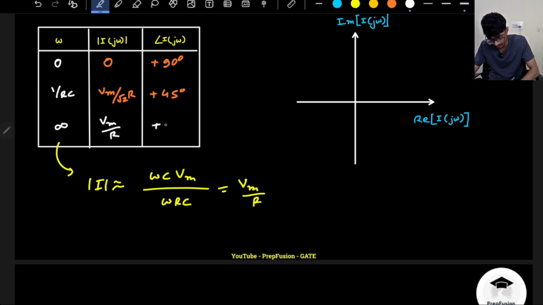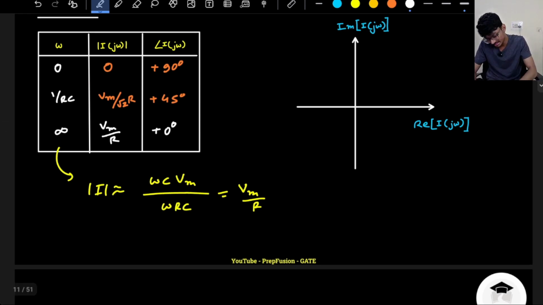Okay, and phase will be what? Phase will be 0 degree because it is a purely resistive circuit. Phase also obviously has to be 0. It has to be in phase with the voltage. So initially I am starting with 0 and my angle is somewhere here.